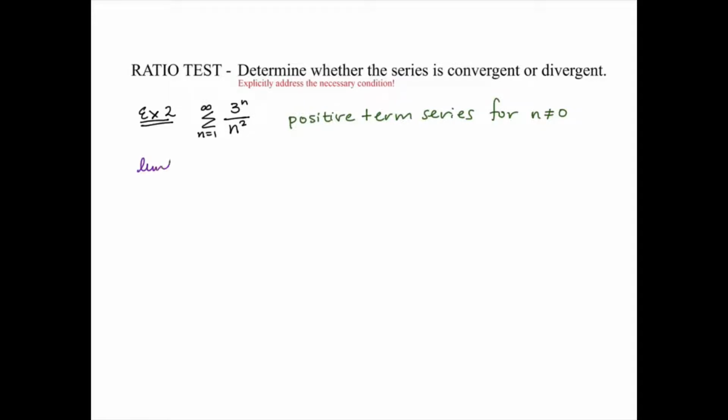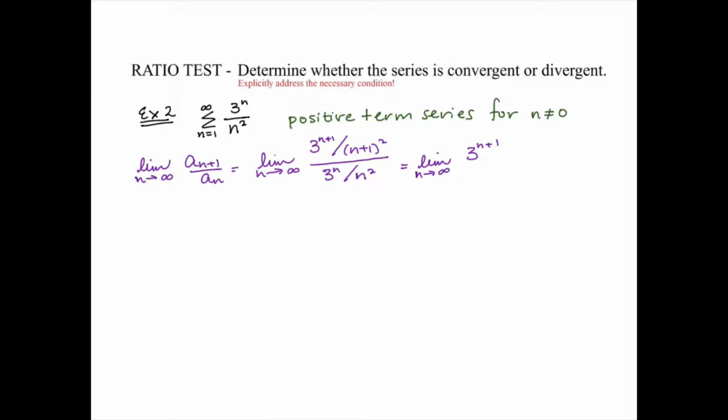I'm going to take the limit as n approaches infinity of a sub n plus 1 over a sub n, which is the limit as n approaches infinity of 3 to the n plus 1 over n plus 1 squared divided by 3 to the n over n squared. Okay, let's rewrite that and get rid of the complex fraction by multiplying by the reciprocal of the denominator. So I'm going to multiply by n squared over 3 to the n.